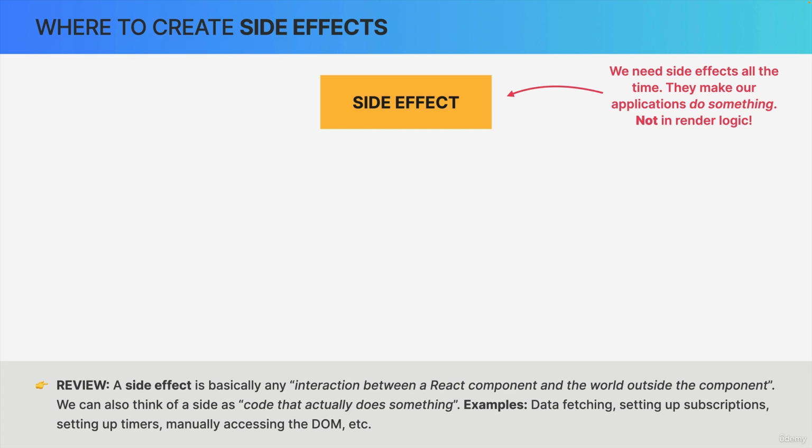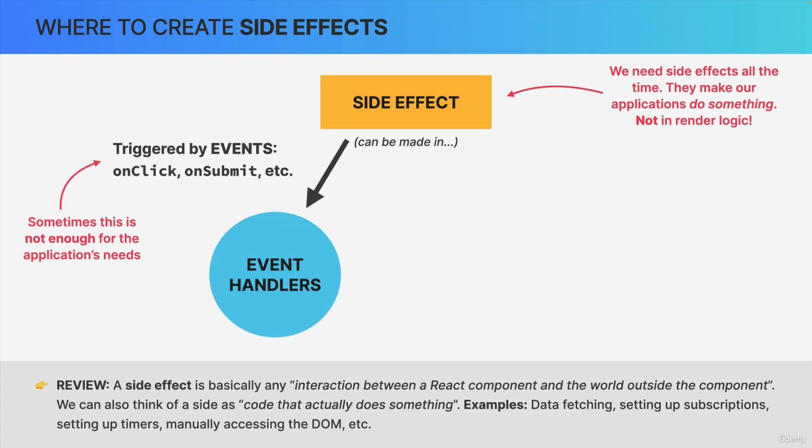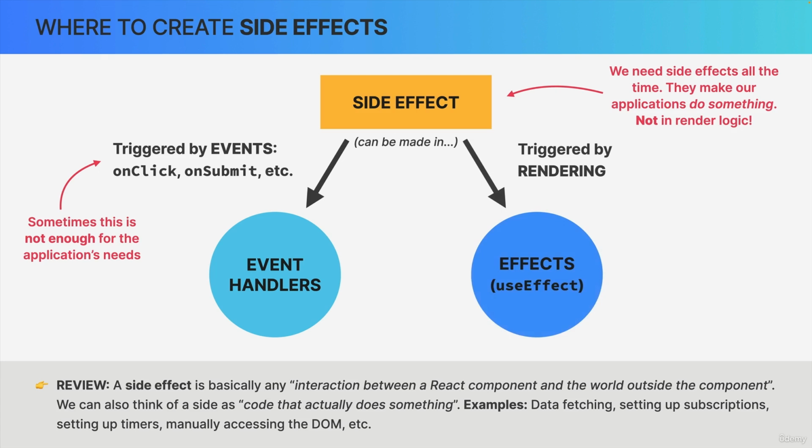Instead, we can create side effects in two different places in React. And the first one is inside event handlers. And remember that event handlers are simply functions that are triggered whenever the event that they are listening to happens. However, simply reacting to events is sometimes not enough for what an application needs. Instead, in some situations, we need to write some code that will be executed automatically as the component renders. And so this is when we can create a so-called effect by using the useEffect hook.